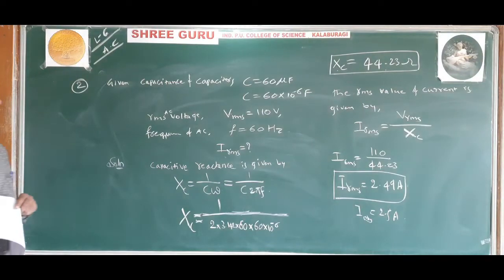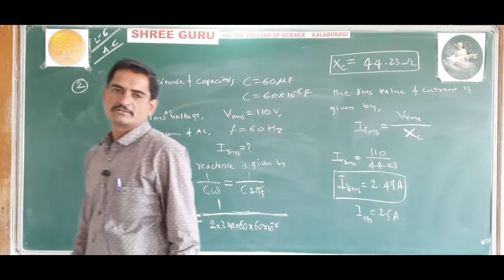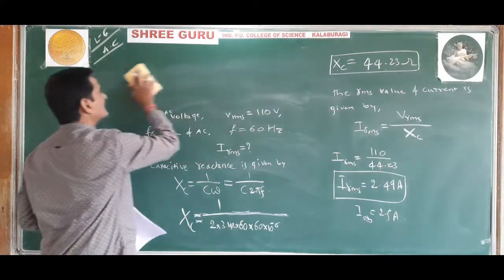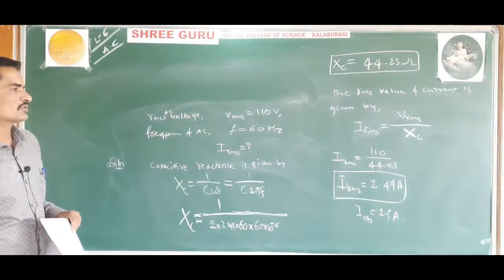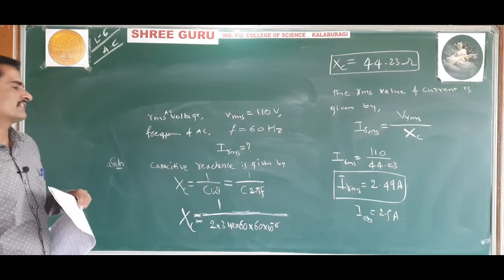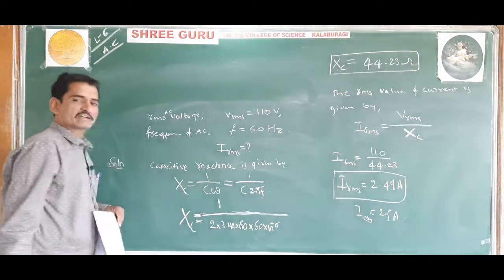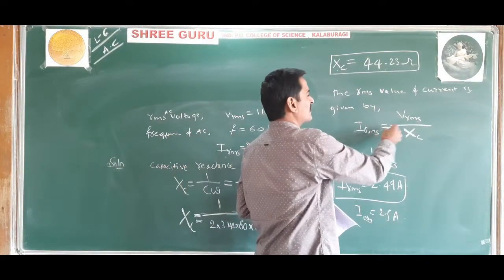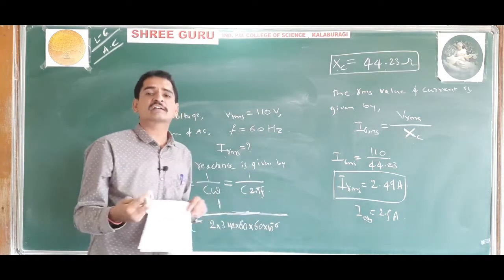So you have to think and make the formulas according to the requirement. If it is a pure inductive circuit, if some inductance is given in the same question instead of capacitance, then find XL, the inductive reactance. After that, IRMS is equal to VRMS divided by XL, if it is a pure inductive circuit.